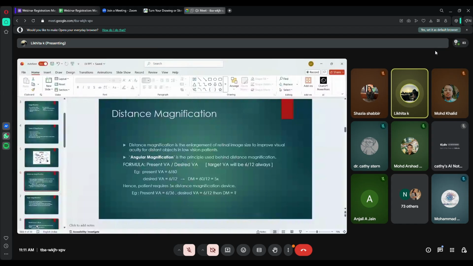So coming to distance magnification. What is distance magnification? It is used when the patient complains about difficulty in seeing distant objects, like recognizing patients, or the television, or if they're going out, then difficulty in seeing road signs, etc. The main principle behind distance magnification is angular magnification, as it's one of the types of magnification.